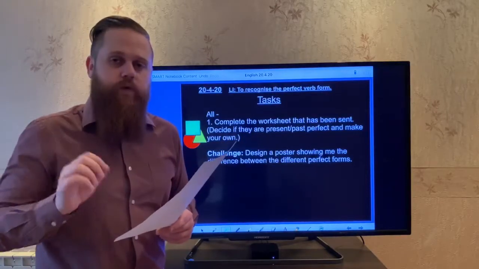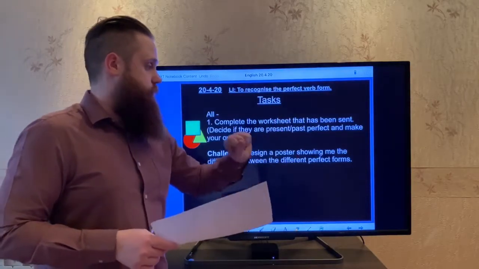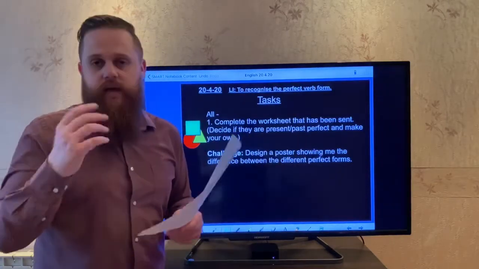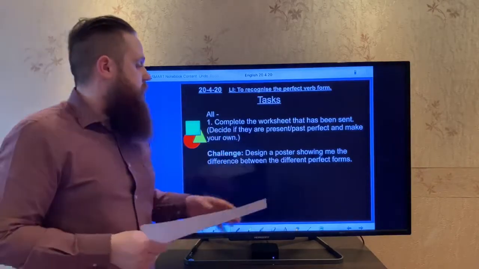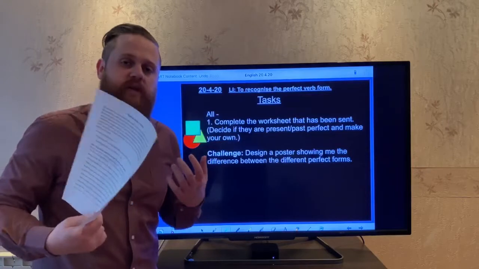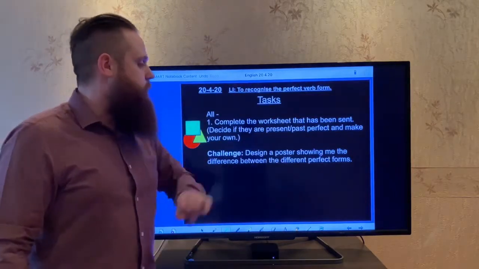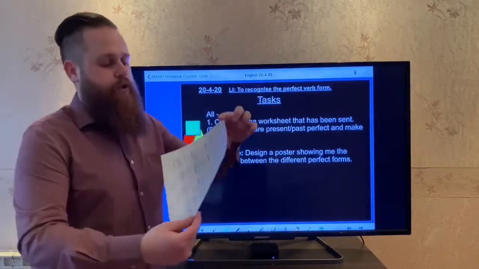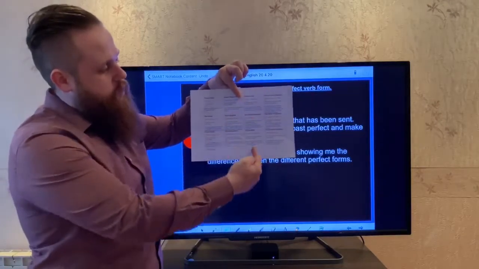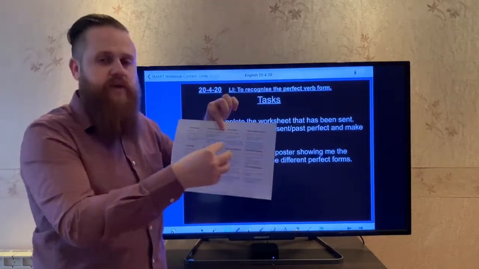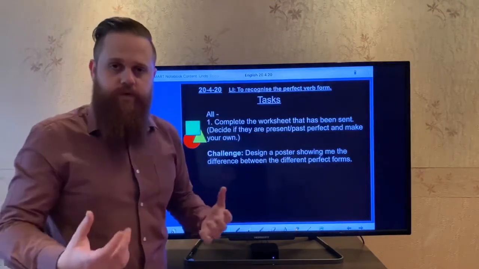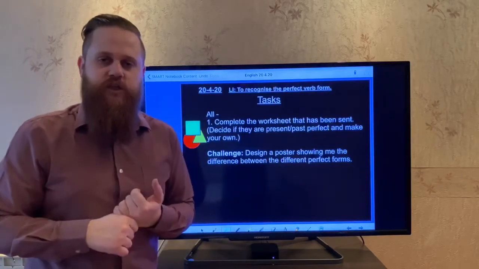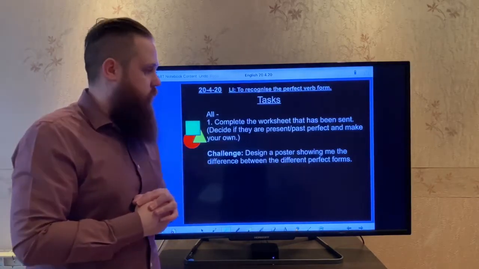You need to write sentences of your own containing either present perfect or past perfect. The choice is yours, and how many sentences you need to do depends on your group, which is at the bottom. If you've finished all of this sheet and you want an extra little challenge and you want to impress me, I would like you to design a poster showing me the difference between the different perfect forms. So again, using this sheet, you've got the different perfect forms, and I would like you to make a little poster showing what the difference between these three are. Of course, colourful, informative, and eye-catching if you are doing this extra challenge. Of course, if you complete a challenge, it's going to be worth dojos that could be added to your total for this week.